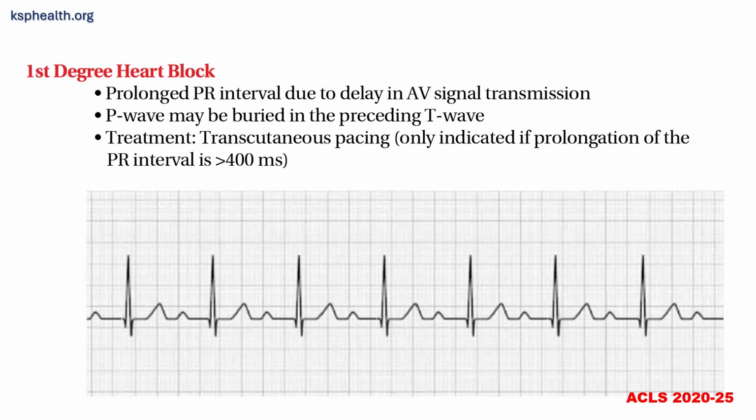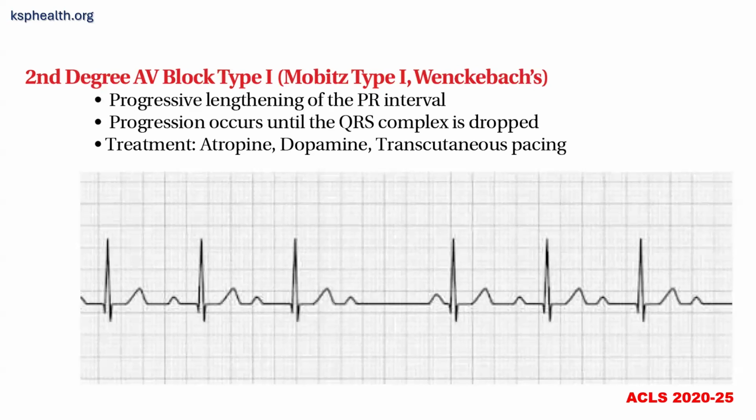How do you treat? Transcutaneous pacing only indicated if prolongation of the PR interval is more than 400 milliseconds. The first degree heart block is most often asymptomatic. So transcutaneous pacing can be done with AED. The second degree AV block, Mobitz type 1, where there is a progressive lengthening of PR interval. The progression occurs until the QRS complex is dropped. How do you treat? Atropine, dopamine, and transcutaneous pacing.